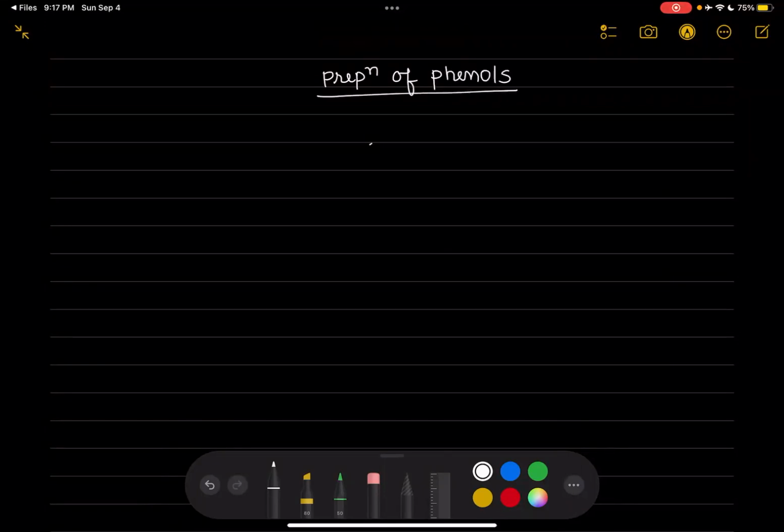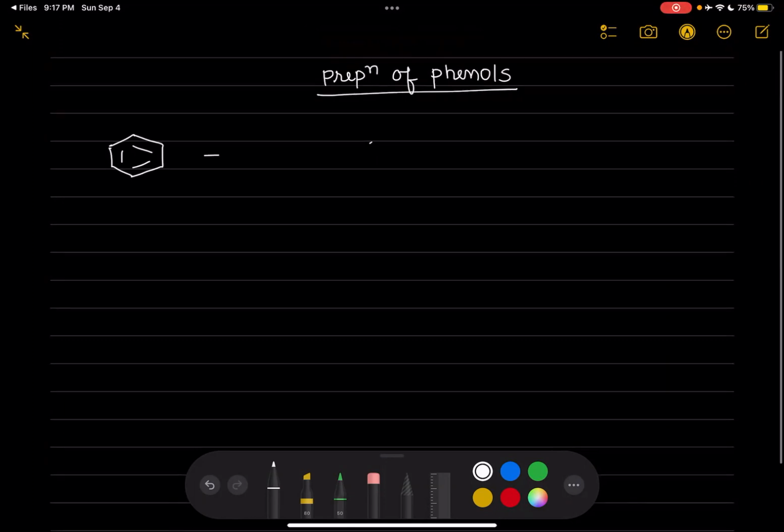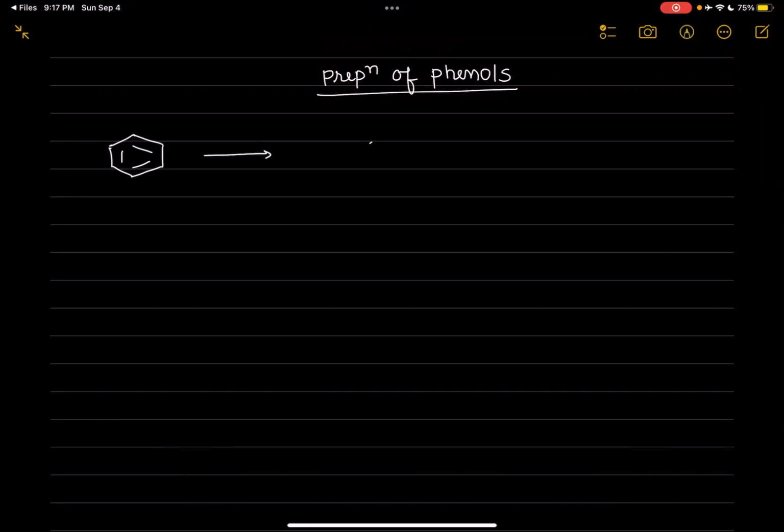So how do you prepare phenol? The one method is by chlorobenzene. Okay. Or suppose someone says you have to prepare it from benzene, you need to prepare chlorobenzene. So benzene to chlorobenzene, how will you make it? Yeah, Darshan.